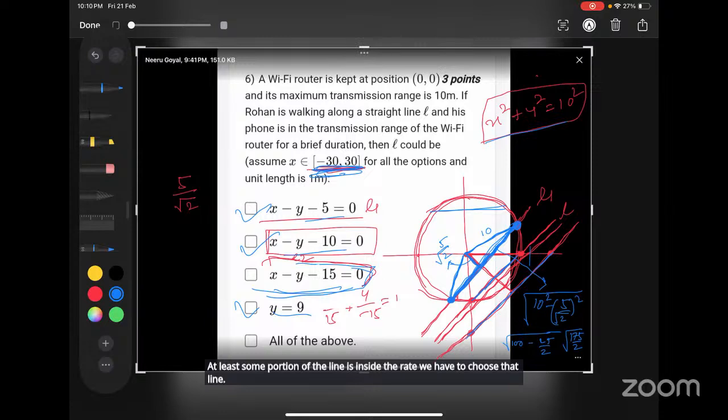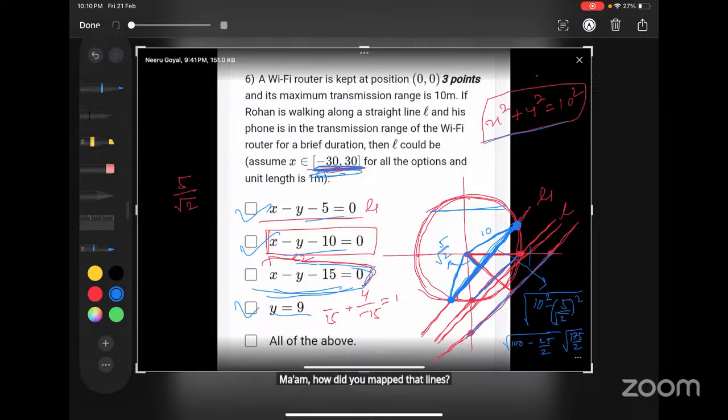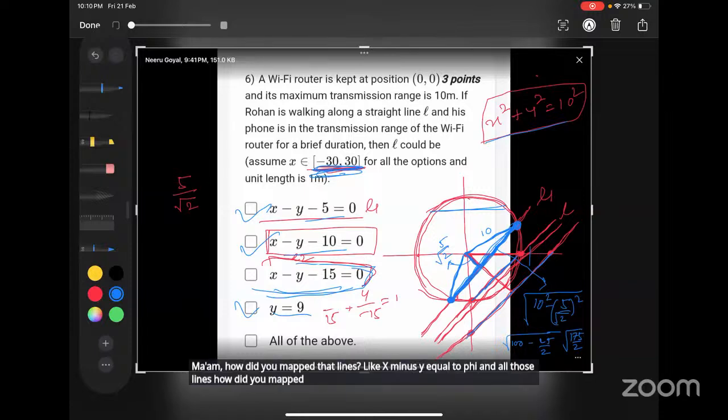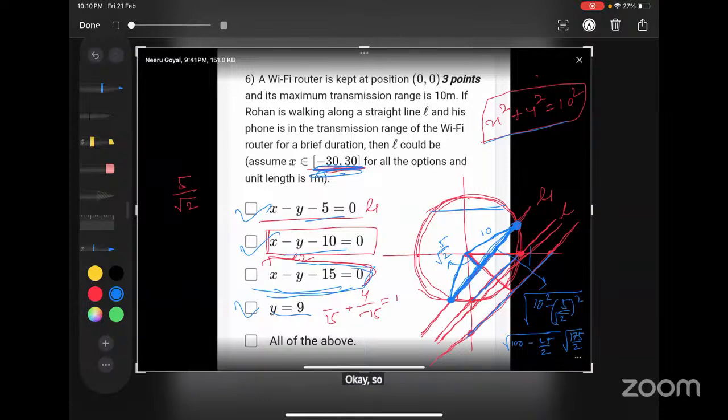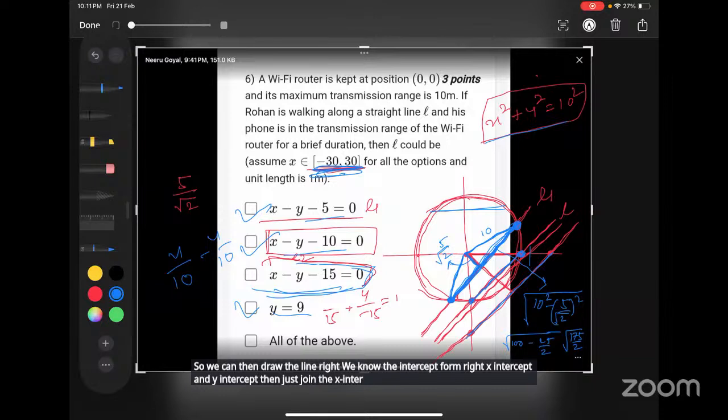Ma'am, how did you map those lines, like x minus y equal to 5 and all those lines, on the graph? Okay, so we know the intercept form, right? So this is like x by 10 minus y by 10. That means this is the x intercept and this is the y intercept. So we can then draw the line. Just join the x intercept and y intercept, and you will find the map of the line.